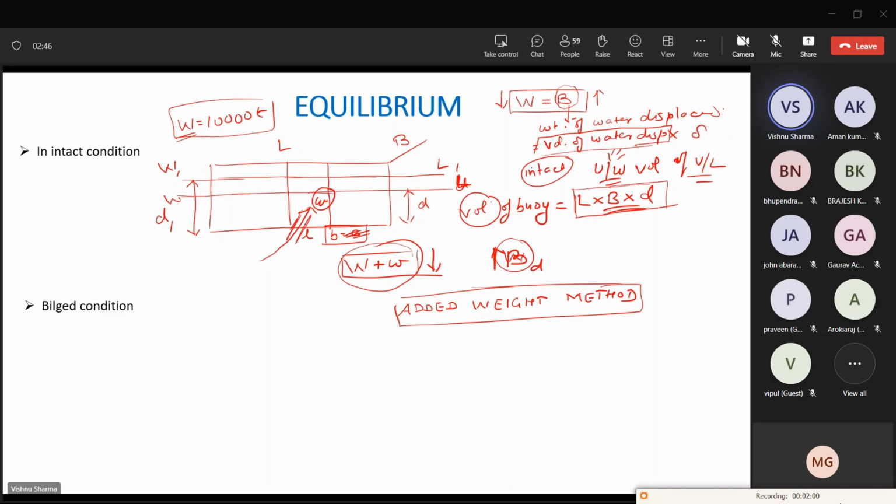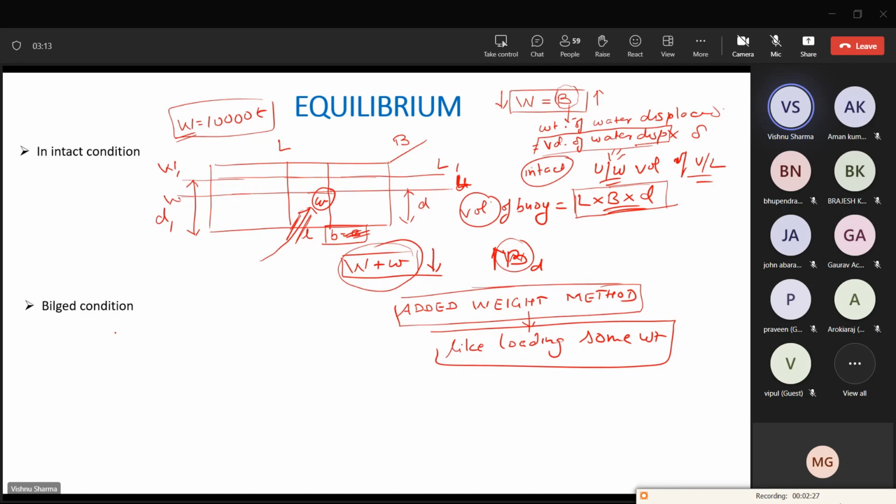And this method is no different from what you are already familiar with. It is like loading some weight or taking some ballast. This method is exactly the same. Whatever happens with loading will happen under this method. And we know what all happens with loading.